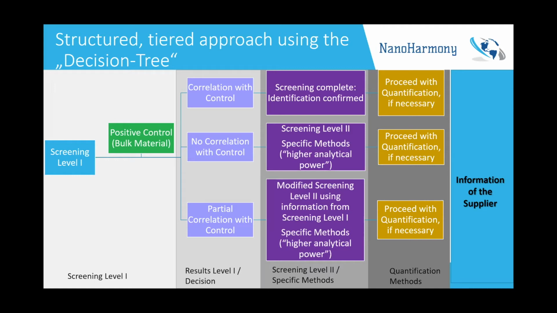These screening level tests involve very easy, cost-efficient techniques like pyrolysis GC, GCMS, like FTIR, but also TGA-MS. And you may compare that to your, as I said, bulk material, in this case the coating material, and check how the answers in terms of identification match, and what conclusions you can draw on that.